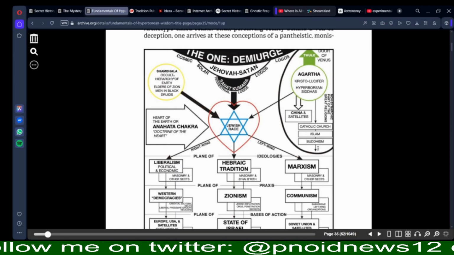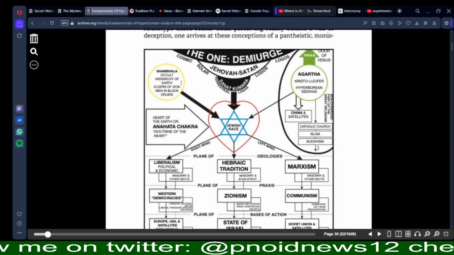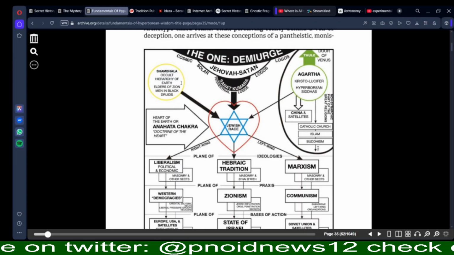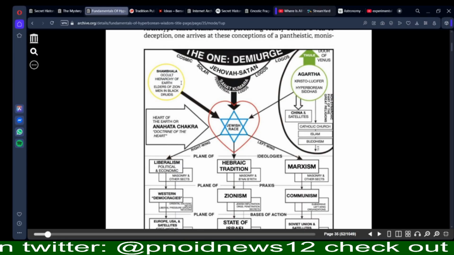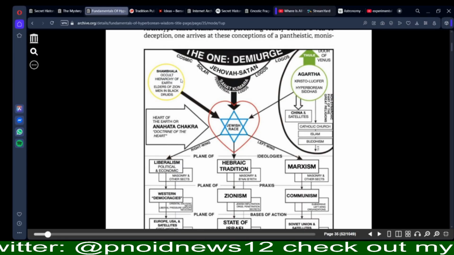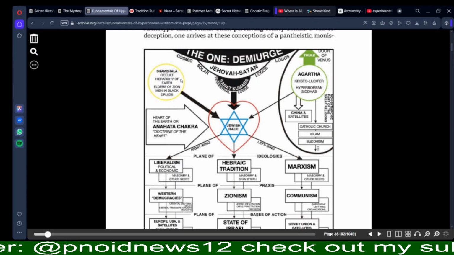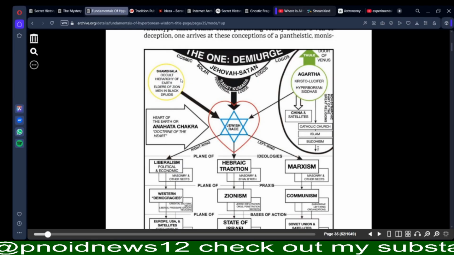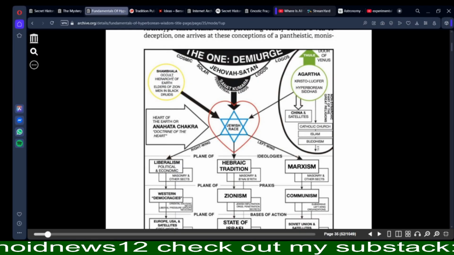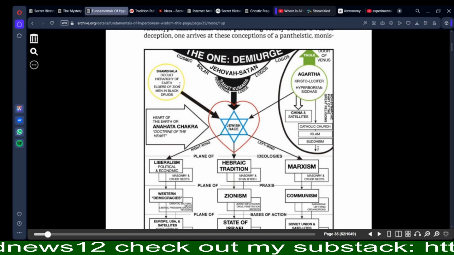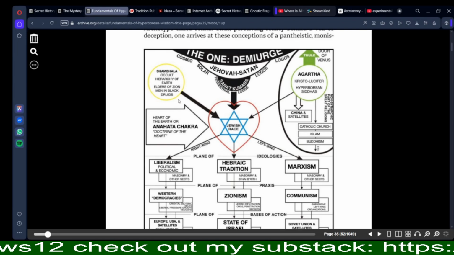Under Shambhala, you have the occult hierarchy of the Earth, which they call themselves the Great White Brotherhood in the mystery traditions, which is funny because they want to be the White Brotherhood, but they're not. They're actually anti-white. They're white traitors. The Elders of Zion, the Men in Black, the Druids. Well, the Druids are not.